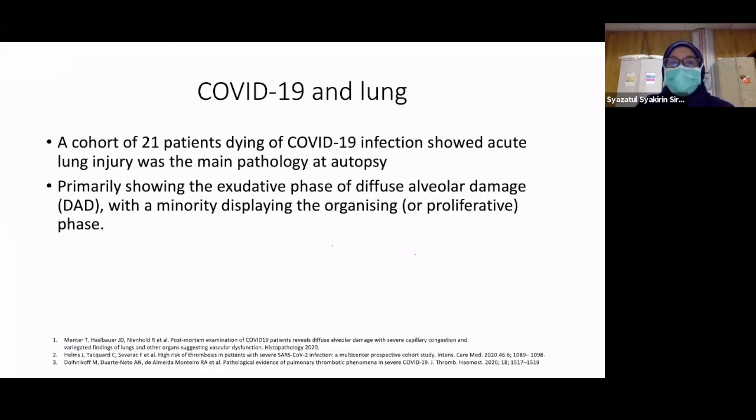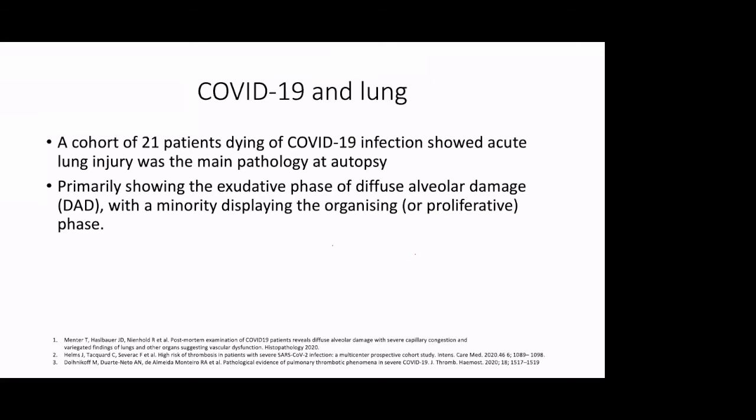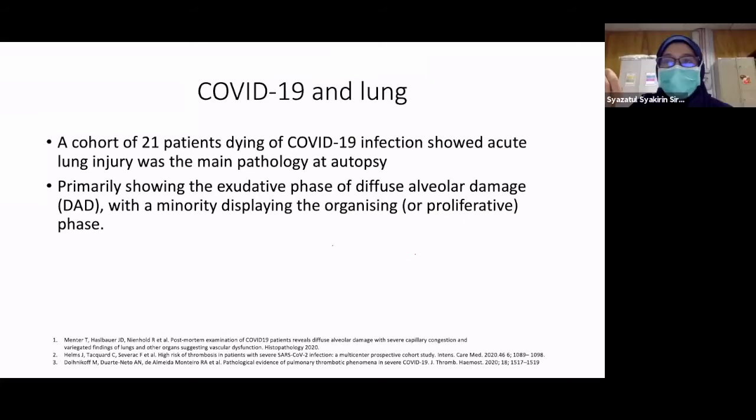So, COVID-19 and the lung. Basically, what could happen? You've been hearing about organizing pneumonia ever since, I think, about a year ago, so you are familiar with OP. But what is OP all about? There's one study, I think, looking at autopsy specimens in 21 patients. What they found primarily showed an exudative phase of diffuse alveolar damage, with the minority displaying the organizing or proliferative phase. And what does this mean?